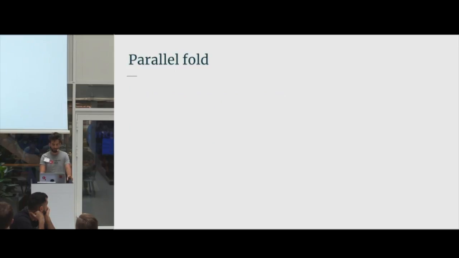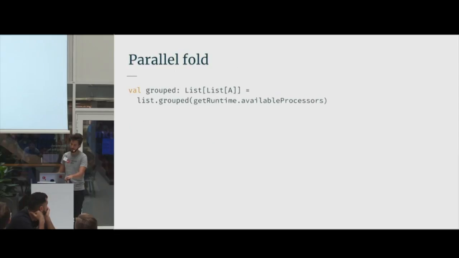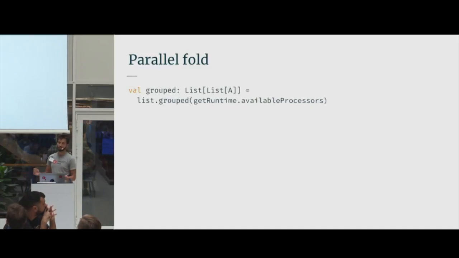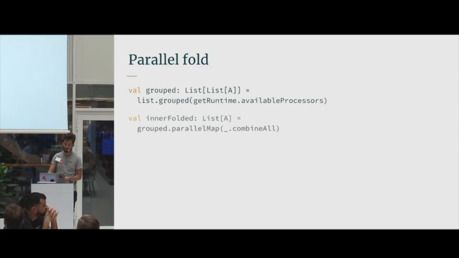So how does it look? It's actually really simple. We have a list of some type A, which has to have a monoid, of course. And then we group it by, for example, the available processors. So if we have a 4-core machine, this list will now contain a list of lists that will each have 4 elements.